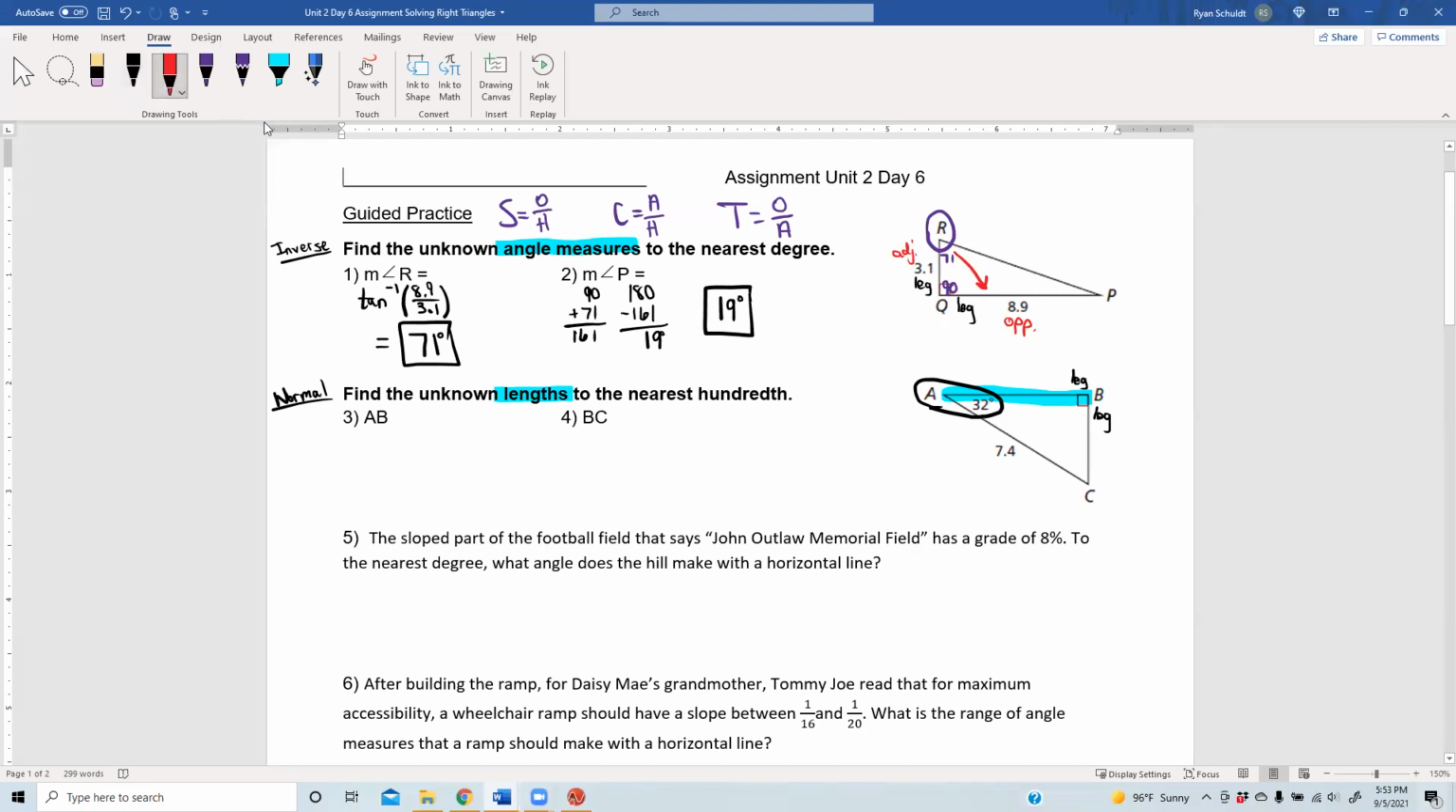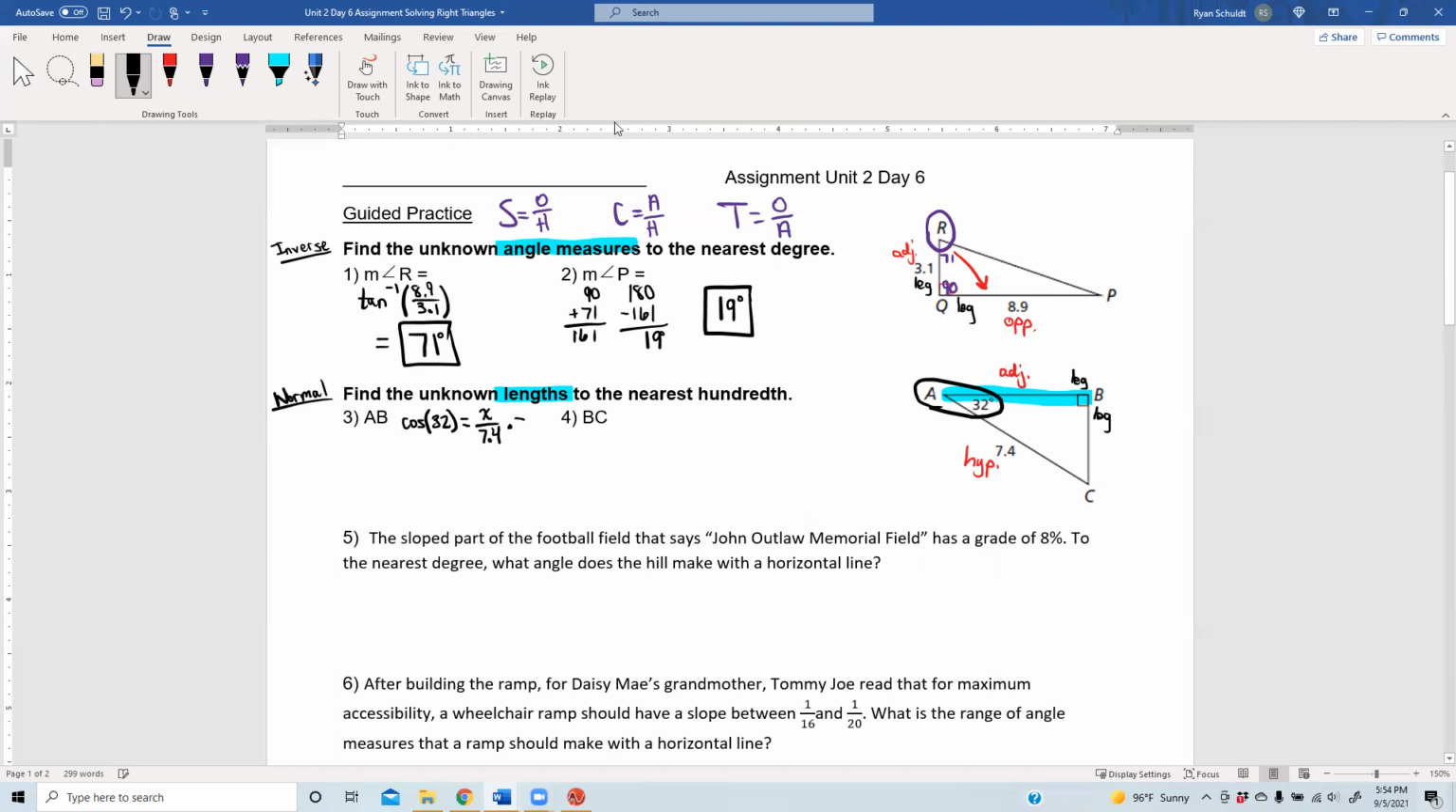Okay, so now let's figure out which trig ratio we're going to have to use. We want to find one of the legs, and it's the leg that's next to the angle. That means it's the adjacent leg. The 7.4 is your hypotenuse. So which one uses adjacent and hypotenuse? That'd be cosine. So again, this is the normal cosine. So cosine of 32 degrees equals x over 7.4.